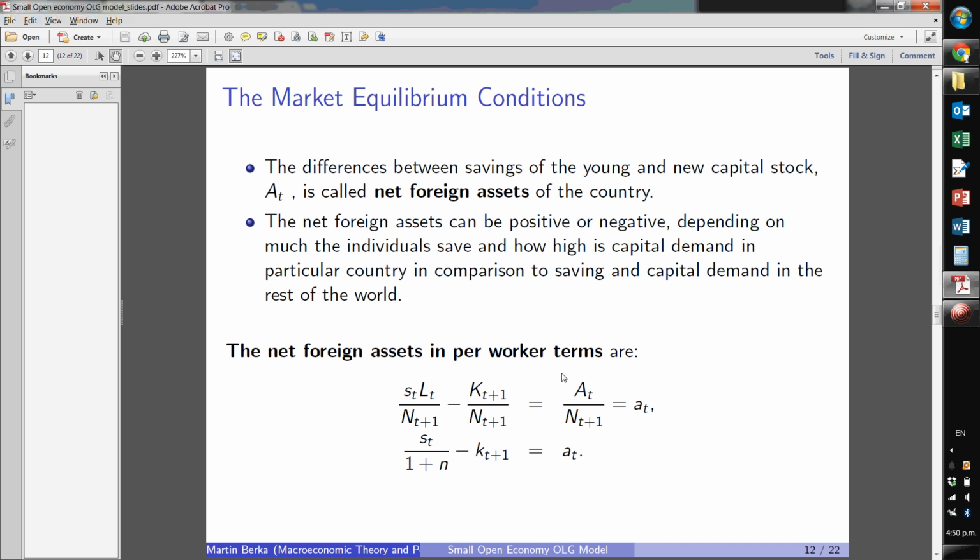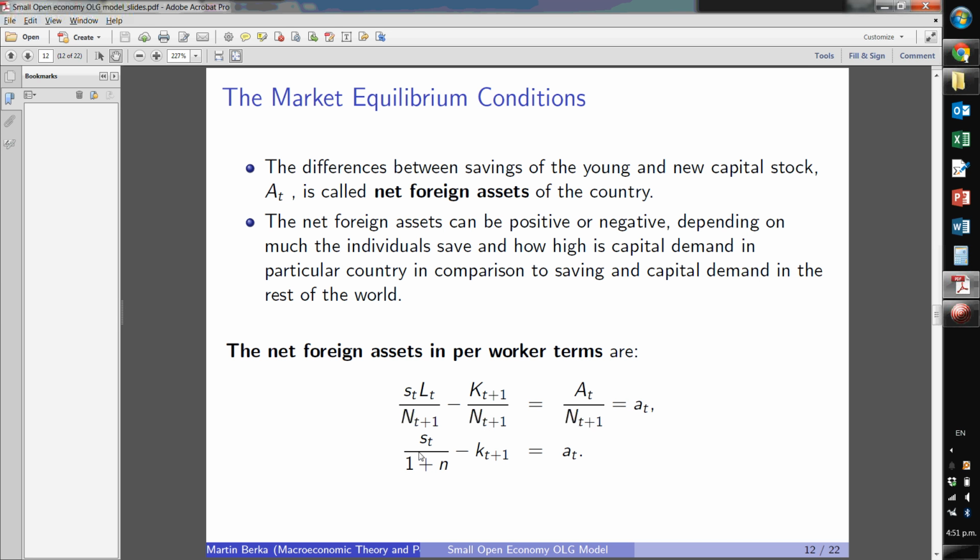Right. So we can also express the net foreign assets in per worker terms. We have already defined net foreign assets two slides ago. We just divide them by N_t plus 1, and we call A_t divided by N_t plus 1 the lowercase a_t. And on the left-hand side, we rearrange these terms.